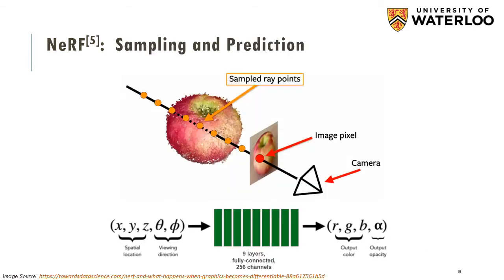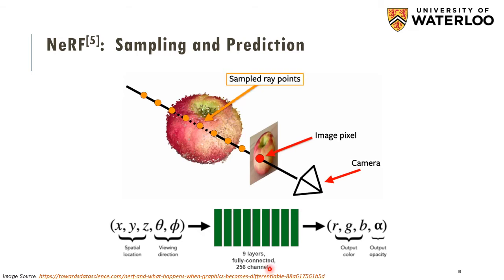The first step in this approach does the following. For each input image and for each pixel in one of the input views of a scene, we march a ray, and this ray starts from the camera position, passes through the pixel in the image, and then passes through the whole 3D scene in front of us. Across this ray, we sample a number of 3D points. For each one of these 3D points, we pass the 3D location of the point and the viewing direction with respect to the camera through a multi-layer perceptron.